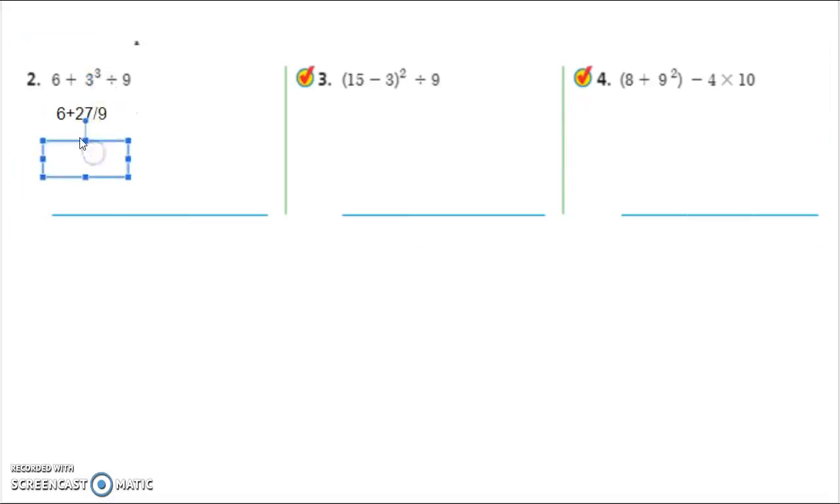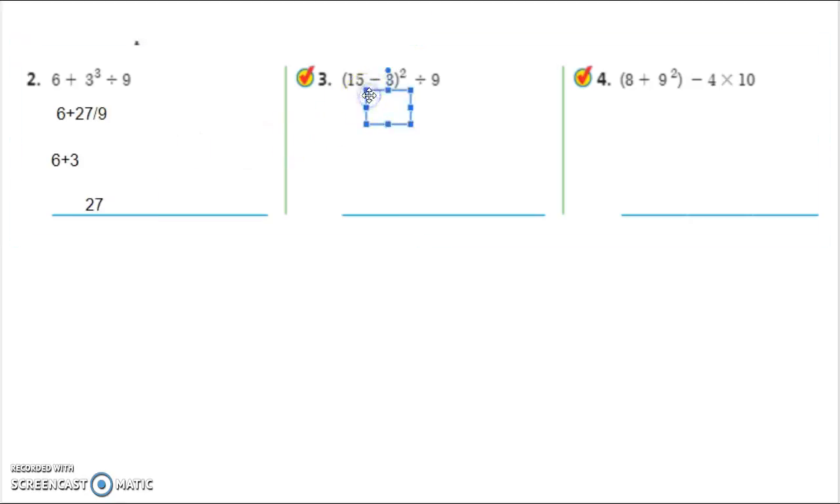Now what do we do next? Well, if we look, we have addition, we have division. Well, please excuse my dear Aunt Sally, order of operations, division comes first. So we're going to leave that 6 plus, and then now we need to divide. Our 27 divided by 9, that's 3. So now we get 27.